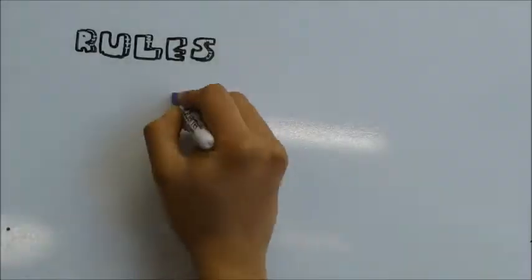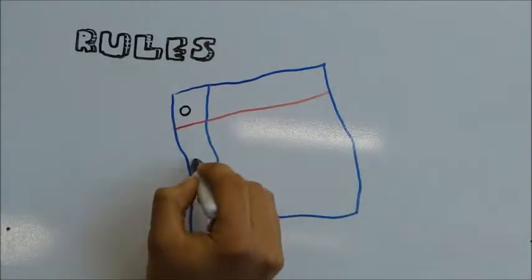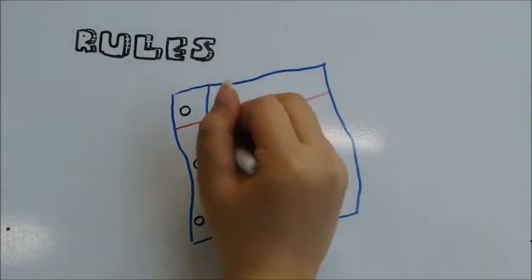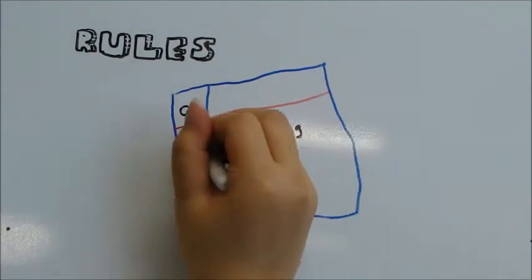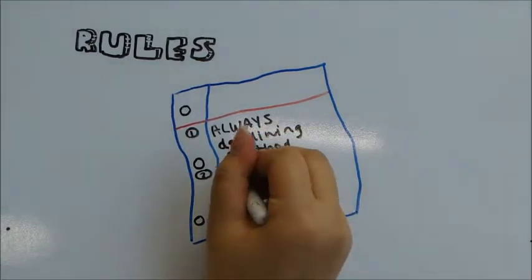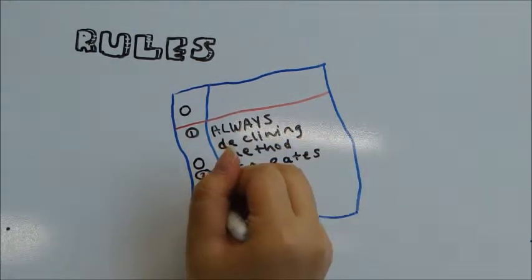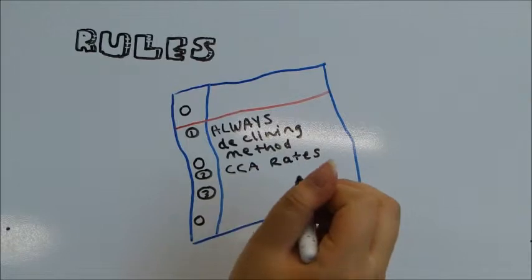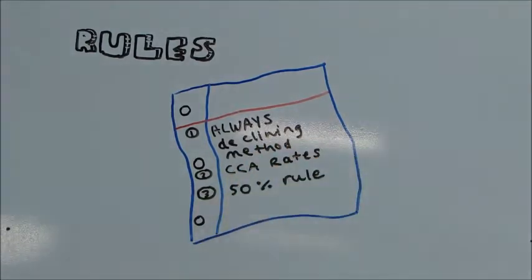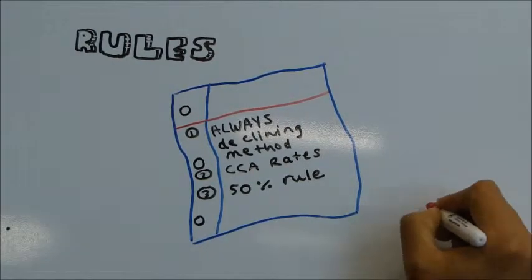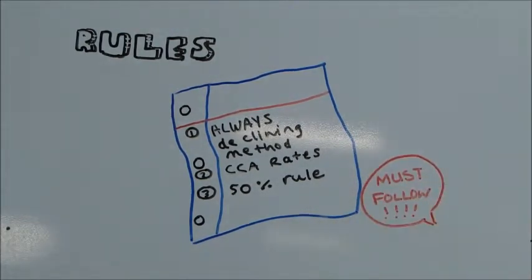Rules to follow when calculating taxable income. Number 1. Always use the single declining balance method. Number 2. Use CCA rates. We'll discuss what these are later on in the video. Number 3. Only half of the CCA rate is calculated for the year the asset is gained. This is called the 50% rule.